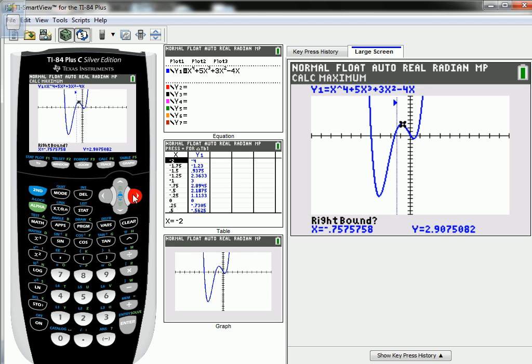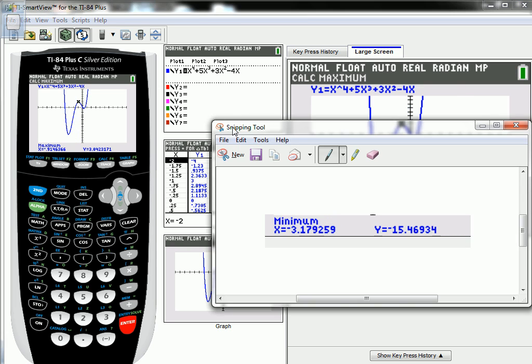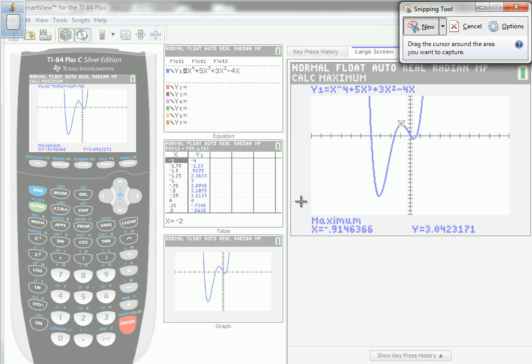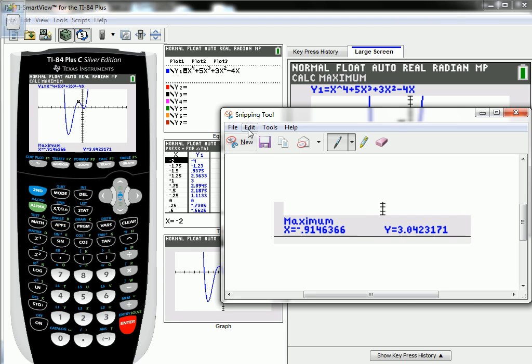Then I go over to the right side of the max, and then I hit enter. And I always hit enter for guess. So this point right here is this maximum value. So I'm going to snip that and paste it over here, back in our notes.